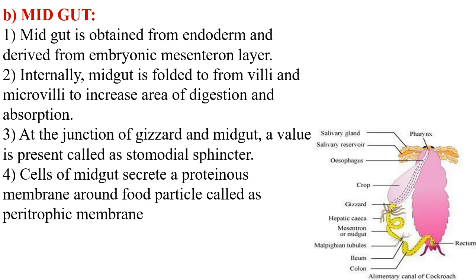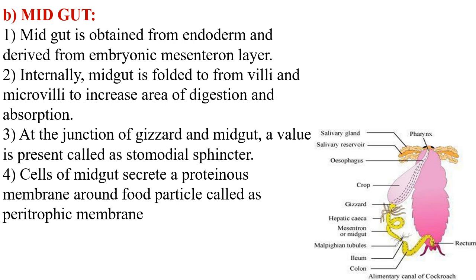That is the most commonly adopted method in animalia, where for digestion and absorption, the organ is internally thrown into finger-like projections, said to be the villi and microvilli. Now at the junction of the gizzard and midgut, a valve is present, and that is said to be the stomodeal sphincter, which controls the entry of food material into the midgut.